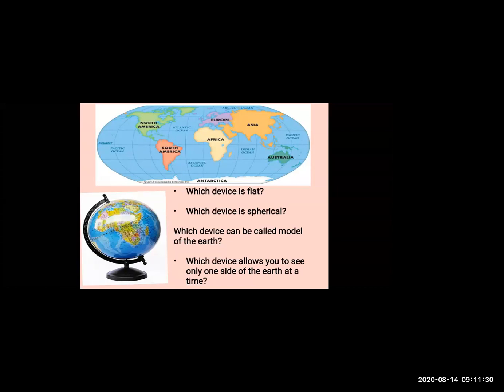So before getting into the map in detail, I just want to ask some questions to you. For that, you have to observe these pictures. The first question is, between these two pictures, that is of map and globe, which device is flat? If you know the answer, you can unmute yourself and give me the answer. In the map or globe, which device is flat? Flat means looks like a plane surface. Which device is flat?